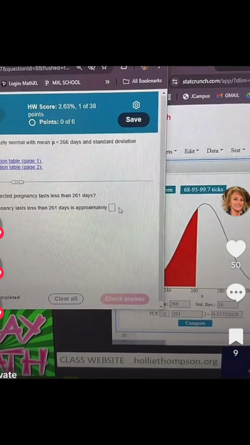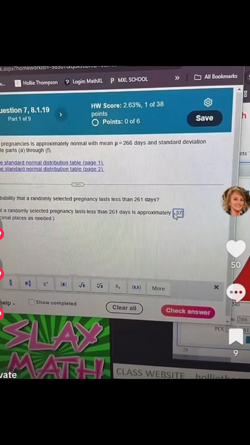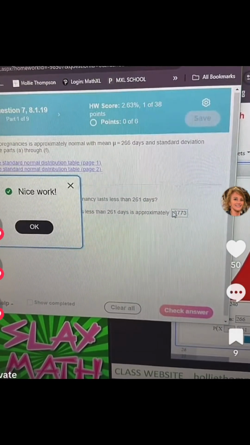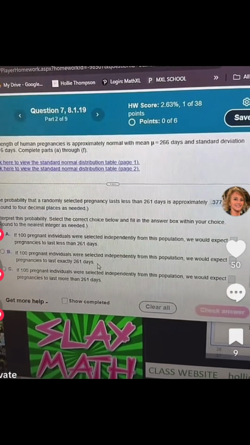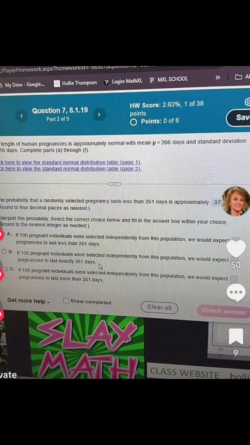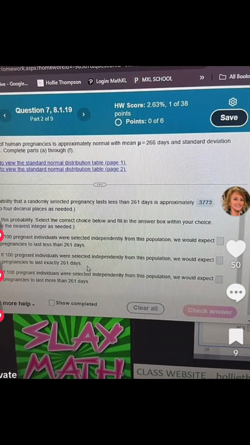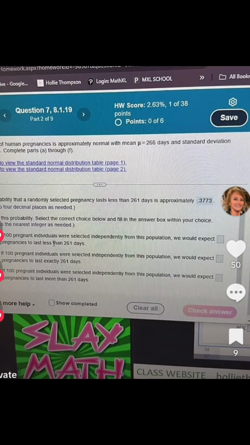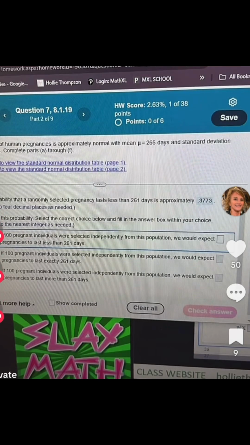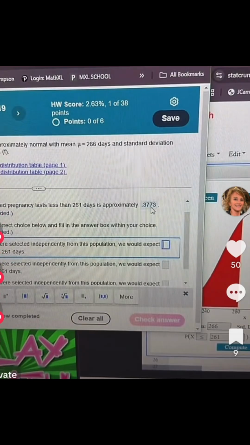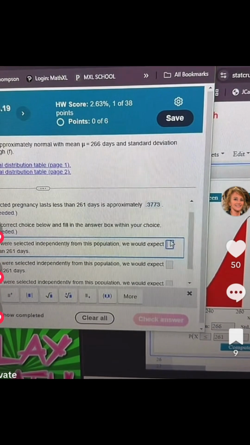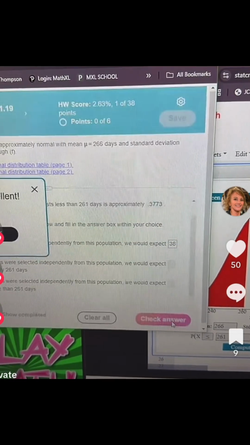0.3773. Nice work. Now, this means if 100 pregnant individuals were selected independently from the population, we would expect, and we want less than, because this said less than. So make sure you match this with this. If we multiply this by 100, we move the decimal 2 places to the right, and it's going to be 37.7. We round it to 38. Excellent.